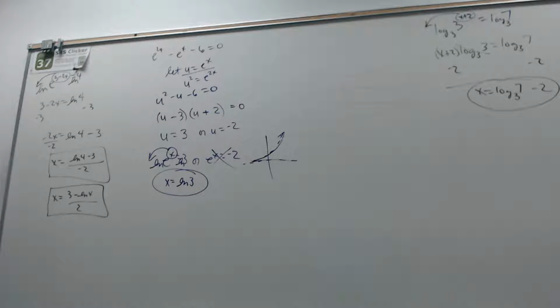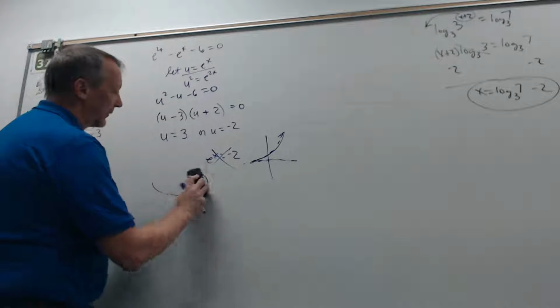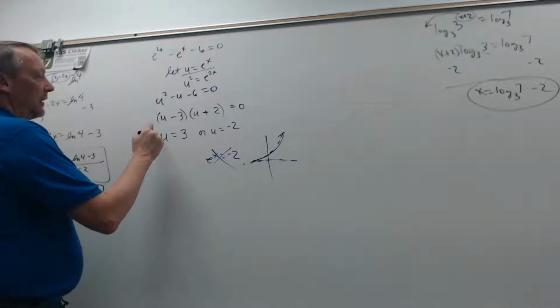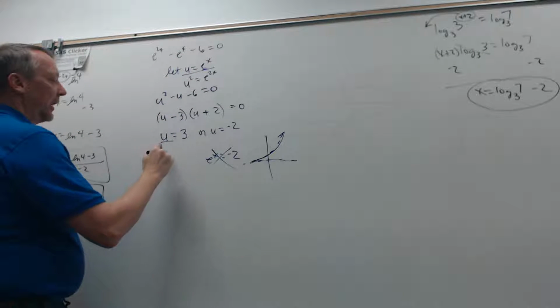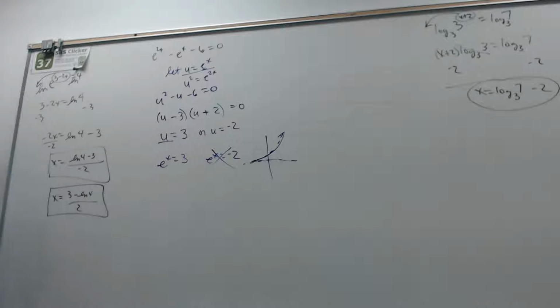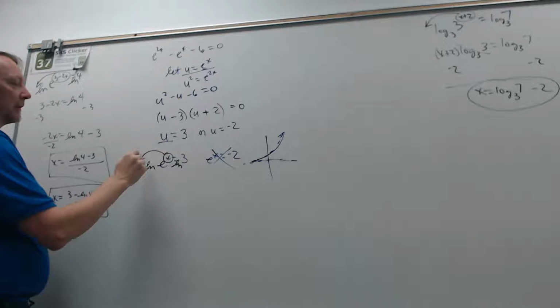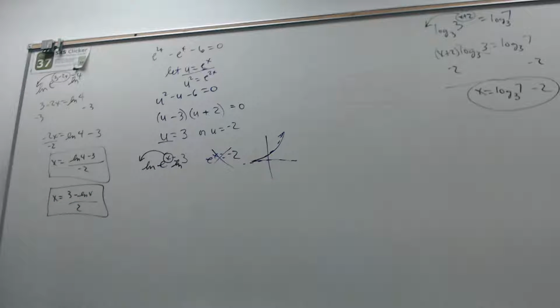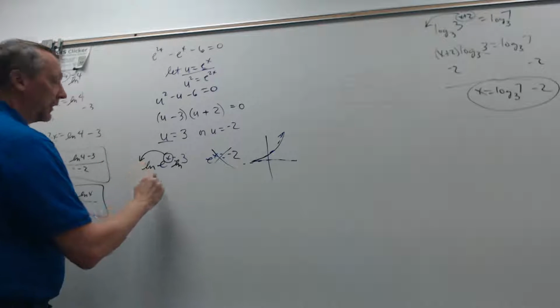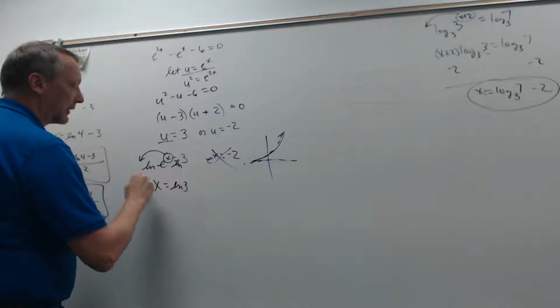Does that make sense? You were with me here, right? u equals e to the x. e to the x equals 3. How do you solve that equation? Just make it a log. I take the log of both sides, and the x comes out front, right? What's the ln of e? It cancels, it's 1. So I'm left with x equals the ln of 3.